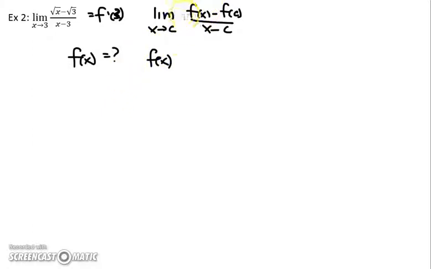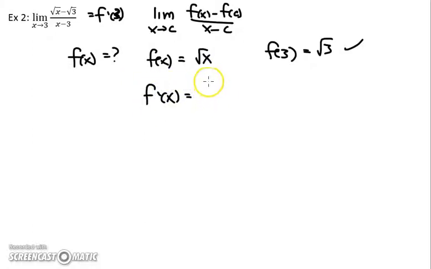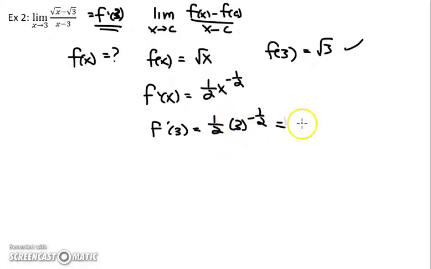Well, according to our definition, f of x is what comes first. So f of x is going to be the square root of x. To double check it, f of 3 should be this part here, which would be the square root of 3. So that checks out. We know that that's f of x. So f prime of x is going to be equal to 1/2 x to the negative 1/2 power. We want to plug 3 in, right? We want f prime of 3. And we're going to get 1/2 times 3 to the negative 1/2 power, which could be 1 over 2 radical 3.